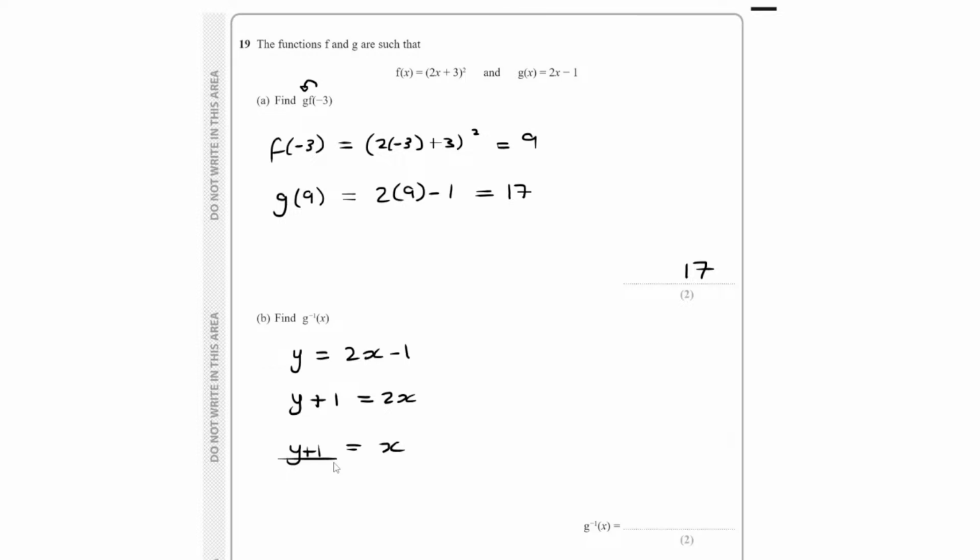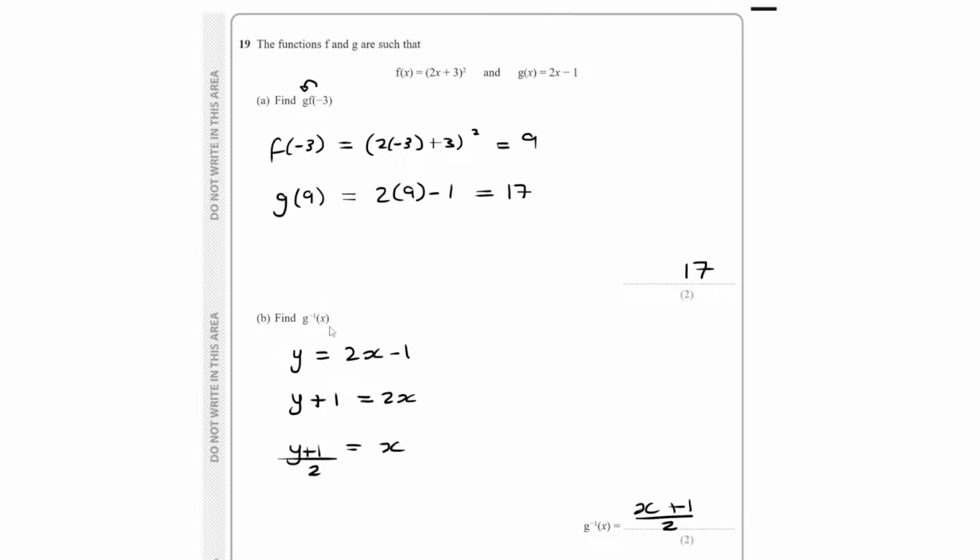Now obviously we don't actually want y though, do we? There's no y's involved here. I've just put it there so it's easier than the g of x. So I swap it at the end, as in where it says y, I'm actually going to put the x back there. If you swapped it at the beginning, you obviously wouldn't have to swap at the end. So that's just a personal choice. So the inverse function is x plus 1 over 2.